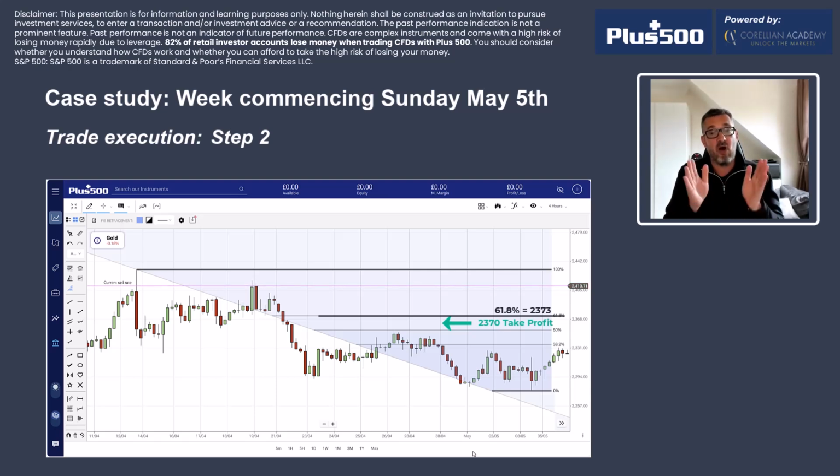Now, in this example, I am happy to sell at this level. It's irrelevant to me whether the market may continue higher or not. I have achieved my goal and can walk away in a positive frame of mind, ready to look for my next trade.